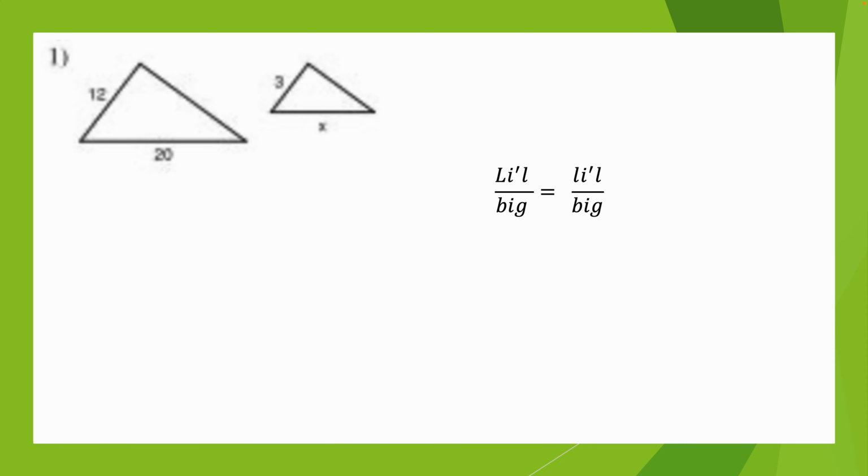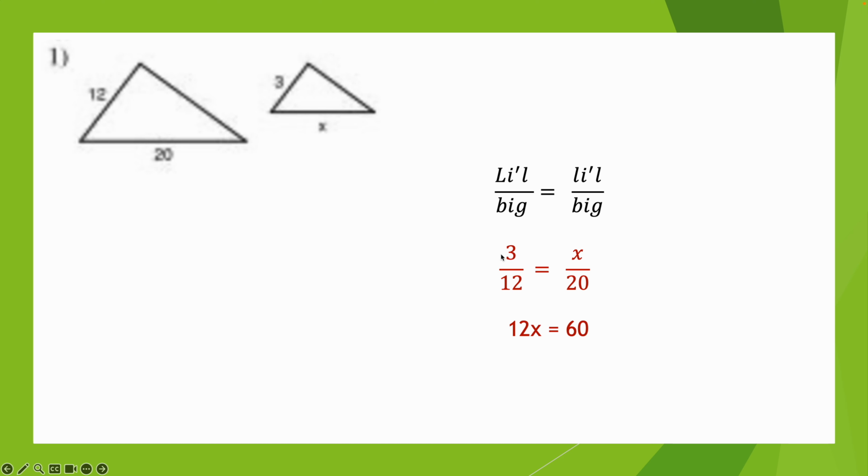Okay, now, what we mean by this is the 3 corresponds to the 12, and the x to the 20. So 3 is to 12. That's my ratio there. Has to be the same as the ratio of the x with the 20. And when we set those ratios equal, we have a proportion. So 3 is to 12 as x is to 20. We cross multiply, also known as the product of the means equals the product of the extremes, if you want to get real technical with your language.